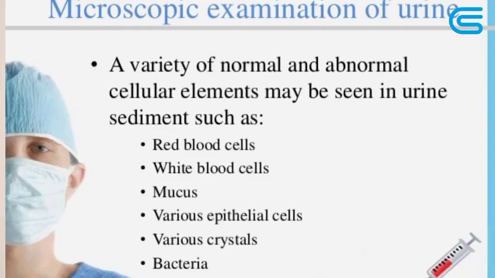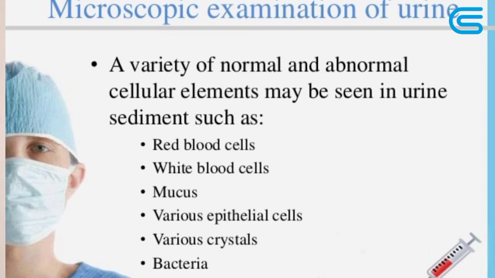So there is microscopic examination of urine. The microscopic examination of urine sediments can provide important information and also evidence of some renal disease. It indicates the type and state of activity of the renal lesions or disease. A normal urine microscopy contains a few epithelial cells, occasionally RBCs, and few crystals.